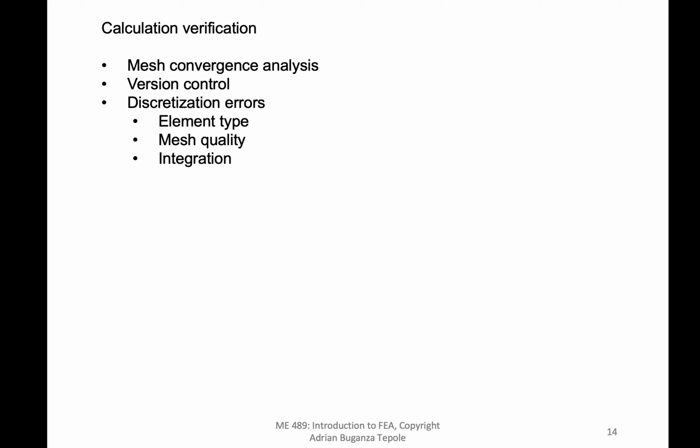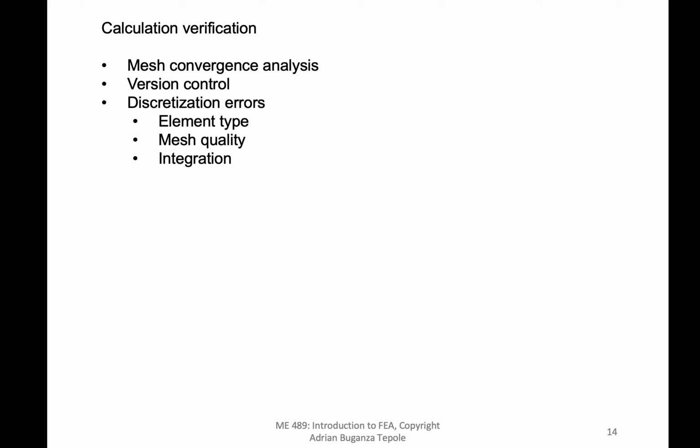In terms of calculation verification, things that you have to do are mesh convergence analysis. We've done a little bit in the lab, but not quite as much. We've done a little bit also based on a couple of the programming homeworks. And basically what you want to check is that as you refine the mesh, you should be converging to a solution. So at some point, the solution shouldn't change even if you have twice as many elements. So when you've reached that point, that means that you have converged to a solution. So that's one of the things that you want to check.